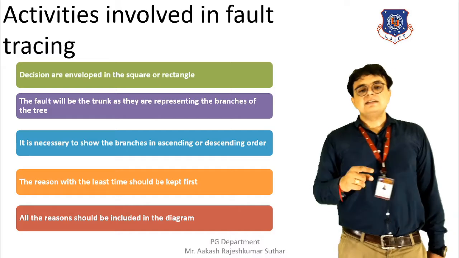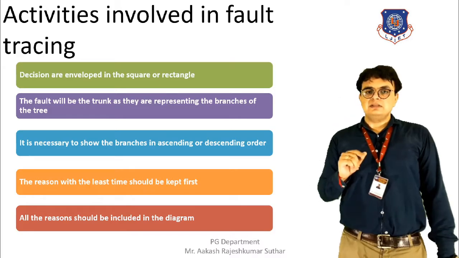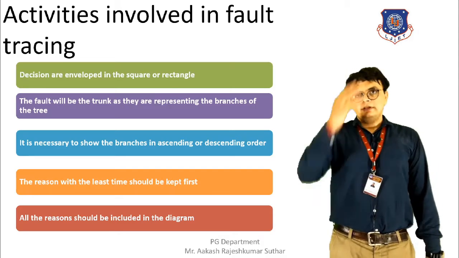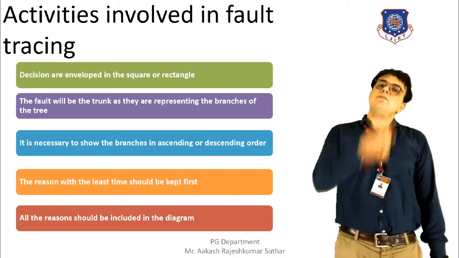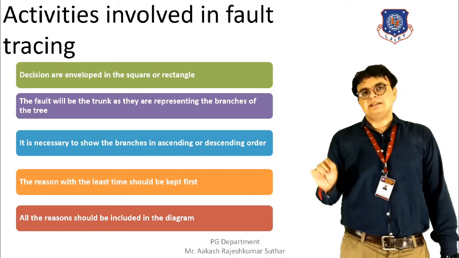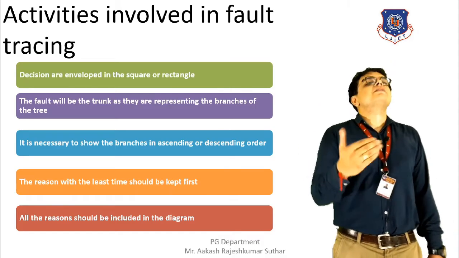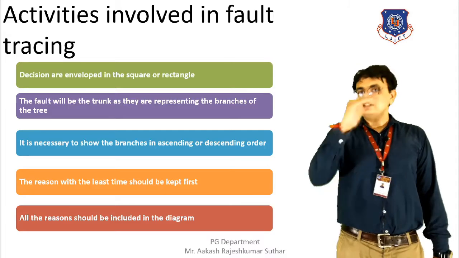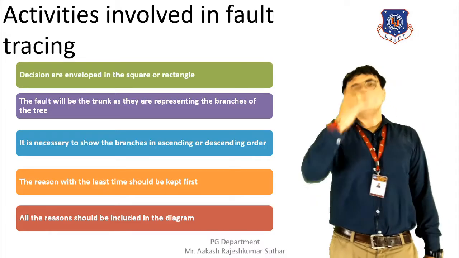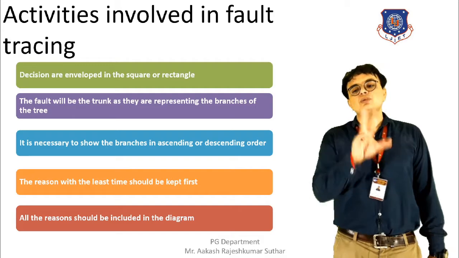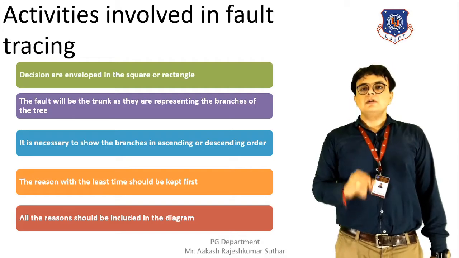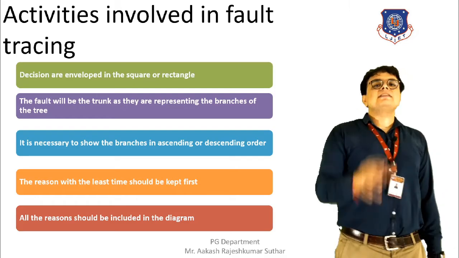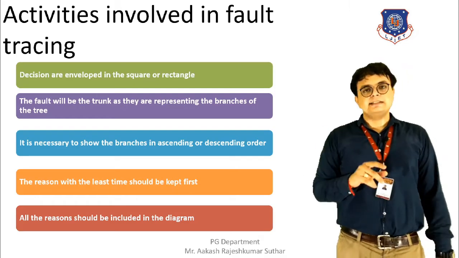It means all the decisions that we are concluding based on the faults, based on the reasons, should be represented in a block diagram, particularly a square or a rectangle. The fault will be the trunk and they will be represented as branches. In a decision tree diagram, the faults are the branches. The more faults there are, the more branches there will be. This is how the faults and the branches correspond to each other and are interconnected.